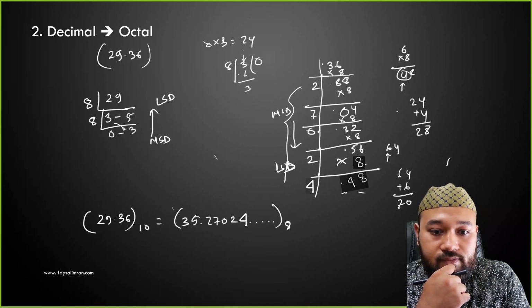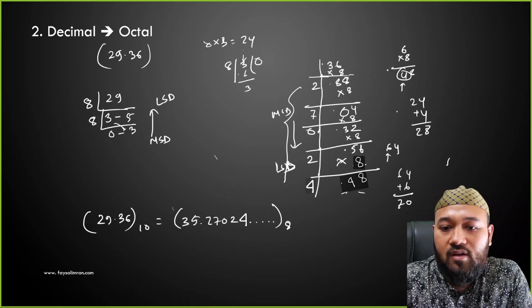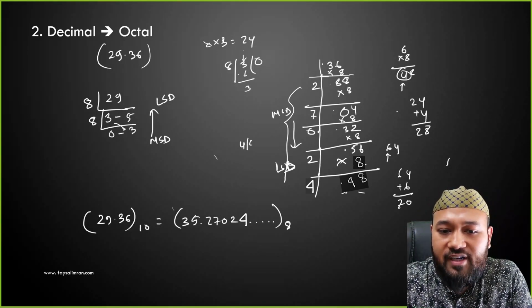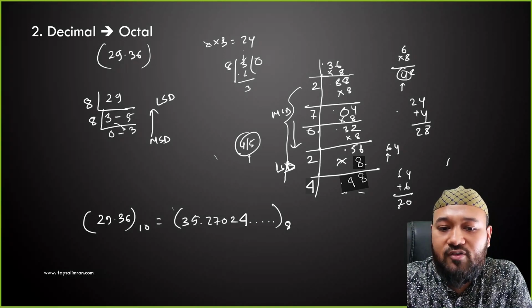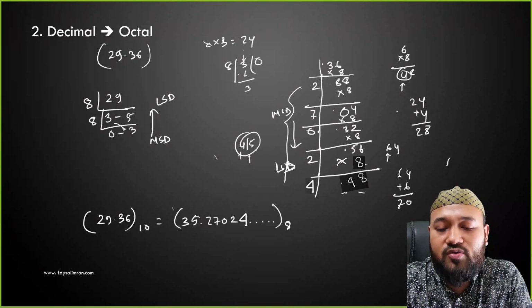So how many times do we have to multiply if we don't get the result? 4 or 5 times, not more than this. 4 times is most usual, but the safe zone is 5 times.